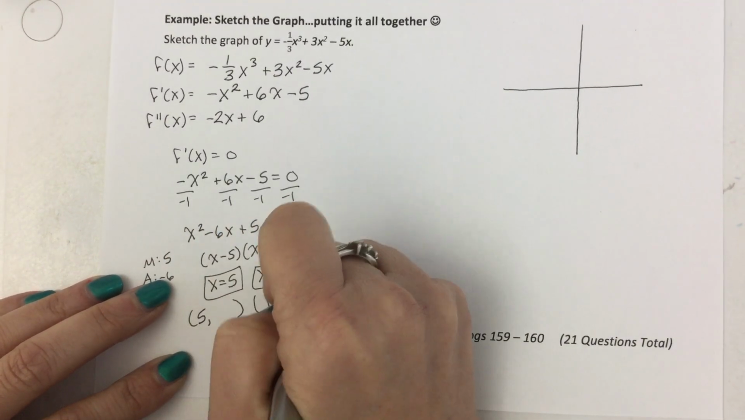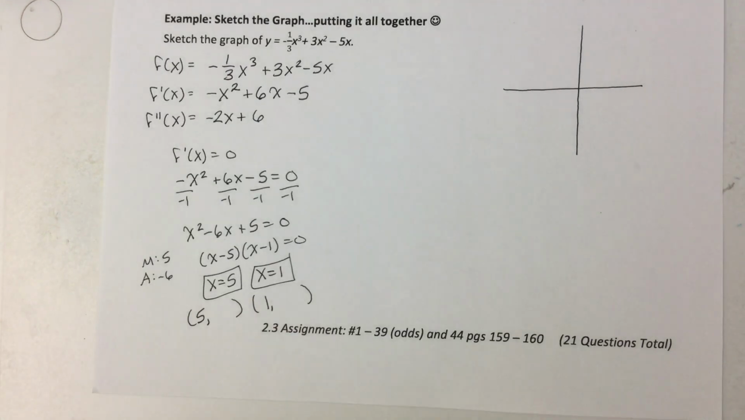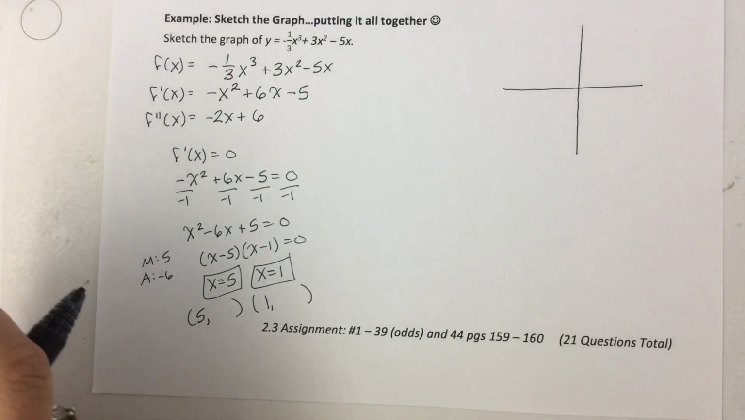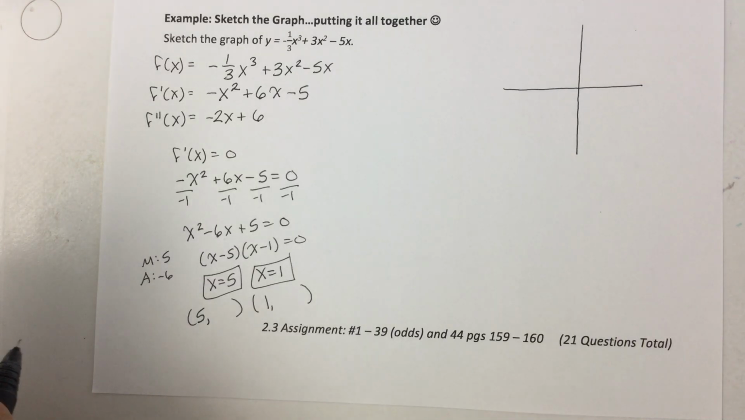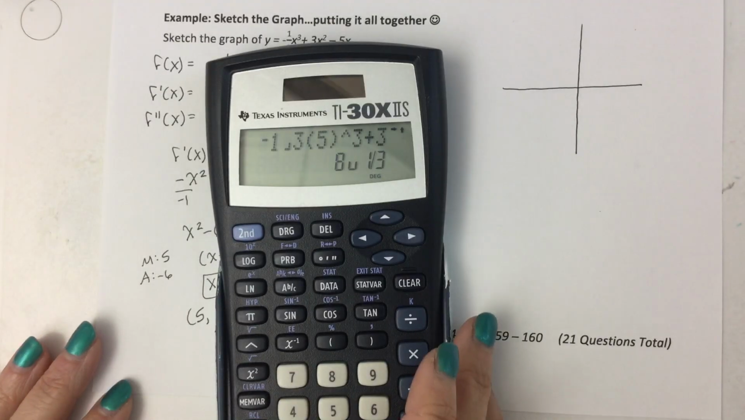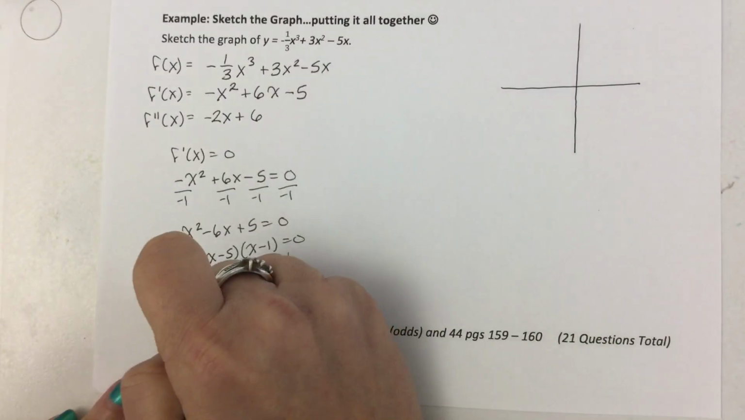So I go ahead and I put the 5 and the 1 into the original problem. So if I go negative 1/3, now this one is not going to be friendly. So I wanted to make sure that we did one of these that wasn't so nice together. 5 squared minus 5 times 5. Okay, I got 8 and 1/3. Okay, totally fine to get that stuff.